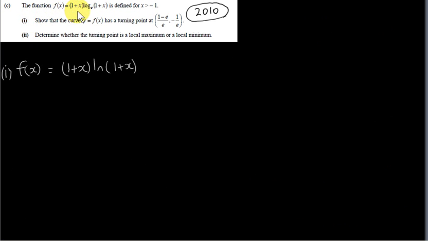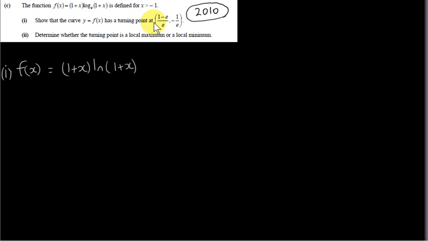The function f of x equals 1 plus x log to the base e of 1 plus x is defined for x greater than minus 1. It has to be defined for x greater than minus 1, because when x is greater than minus 1, then 1 plus x will be greater than 0. We can't get the log of 0 and we can't get the log of a negative number. So x has to be greater than minus 1 to ensure that this is positive. Okay, that's just a small point. We want to show that the curve has a turning point at this point here.